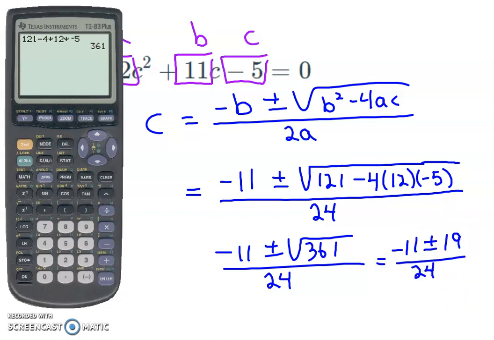Okay? So we can keep going with that. Negative 11 plus 19 is 8, and then 8 over 24 is 1/3. Okay? Negative 11 minus 19 is negative 30 over 24, and that is going to reduce to negative 5/4. Okay? So if I was doing a Delta Math assignment here, I would type in 1/3, press a comma, I would make a new box, and I'd get negative 5/4. So there are answers. Okay?